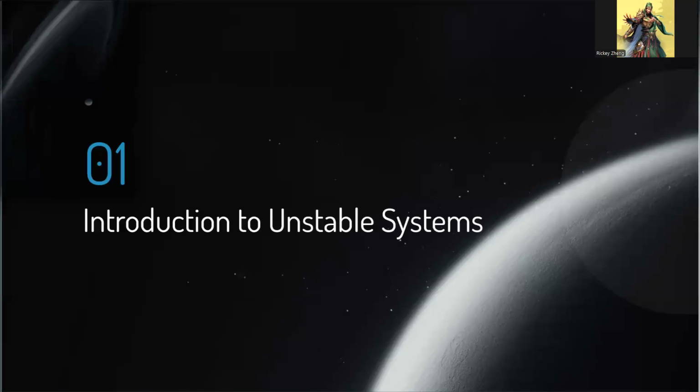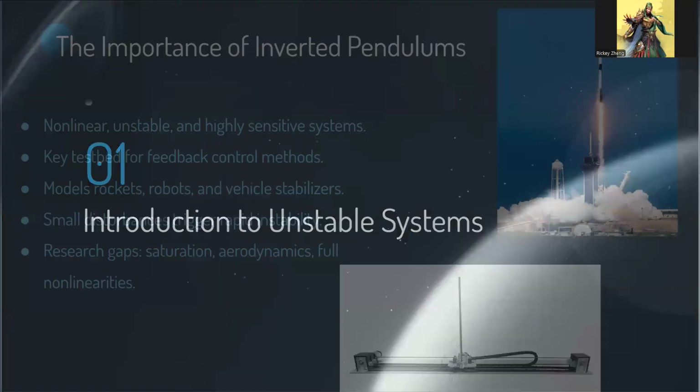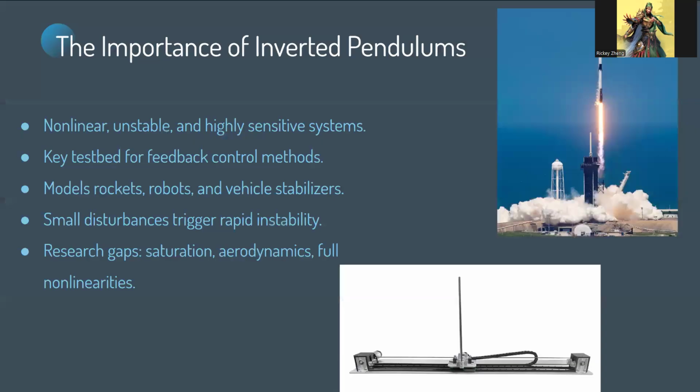Now first, an introduction to unstable systems and the inverted pendulum. Inverted pendulum is a very simplified form of an unstable system. Inverted pendulums remain a cornerstone in control engineering because their dynamics are inherently nonlinear, open-loop unstable, and they're extremely sensitive to perturbations. This makes them an ideal platform for evaluating feedback control strategies.